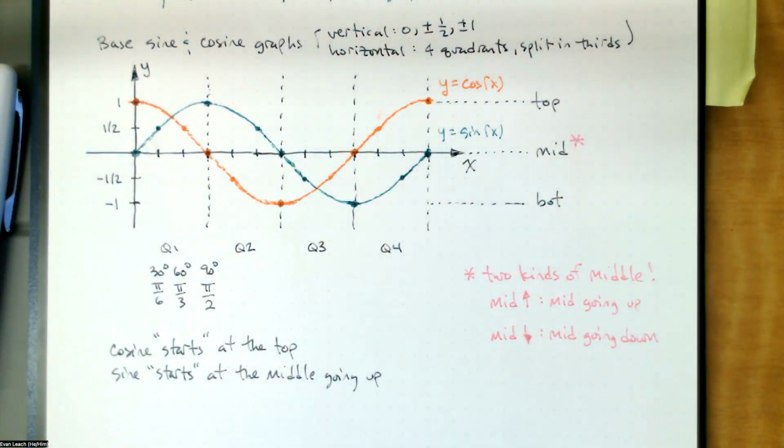There are two kinds of middle, a middle going up and a middle going down. This terminology is more local terminology when you're in my particular trig class. It'll be like, I'll search on YouTube, middle going up.